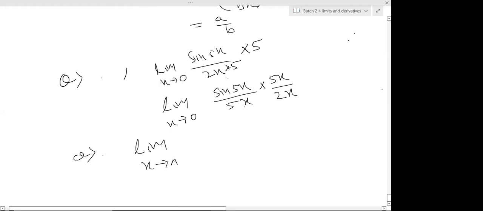Limit x tending to pi, sine of pi minus x upon pi into pi minus x.